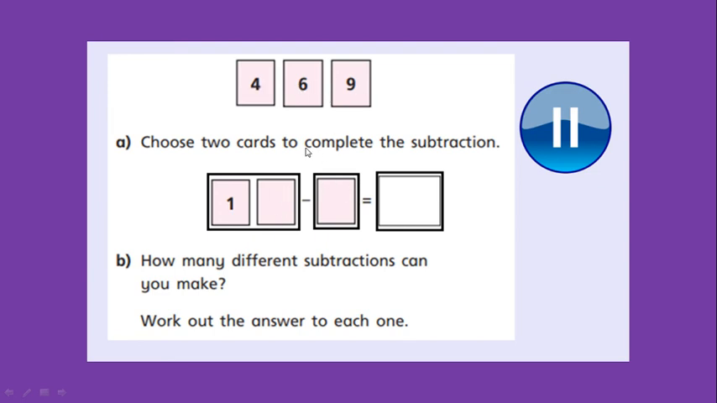So choose 2 cards or two numbers, pop them in those spaces, and then complete the number sentence. And you can complete it in any way you want, on a number line, number track, tens frame, counting objects, whatever you choose. But then this is where it's a brain buster, because it says, how many different subtractions can you make? So there are lots of different variations of subtractions you can make here by swapping all the numbers around.